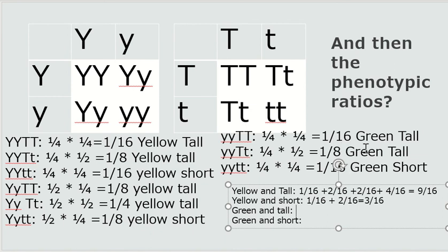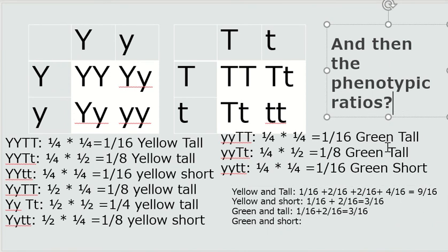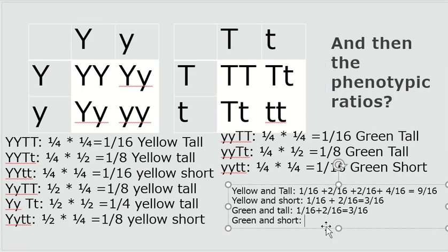There is 1/16 plus this one is 1/8. That is 2/16. And that gives us 3 out of 16, 3/16. Green and short, we don't even have to do any math for green and short. There's only one of these probabilities that is green and short. One of these genotypes is green and short, so 1 out of 16.